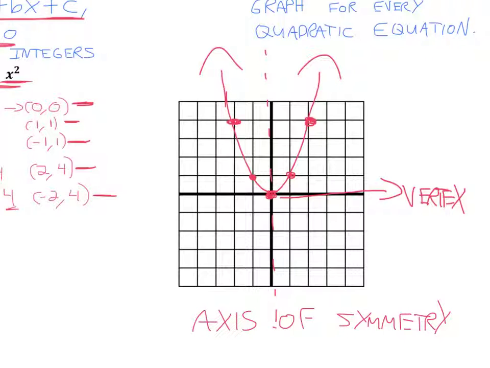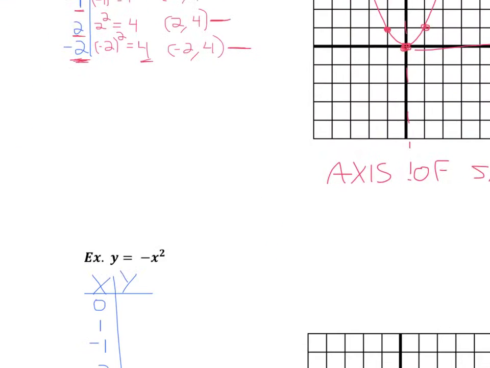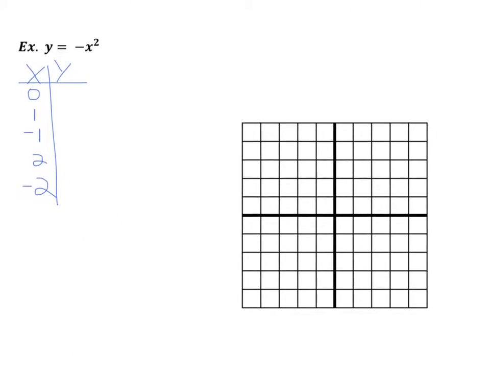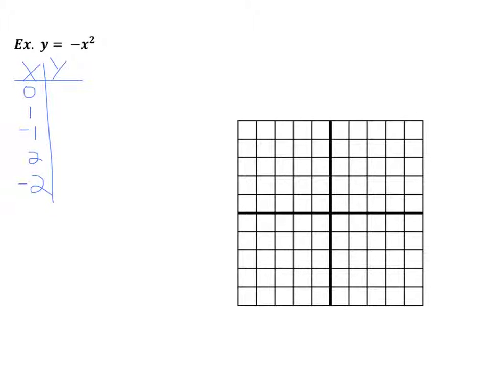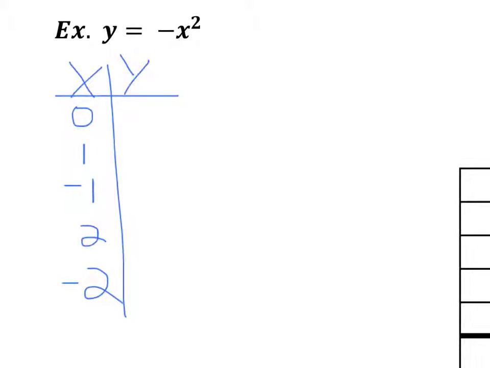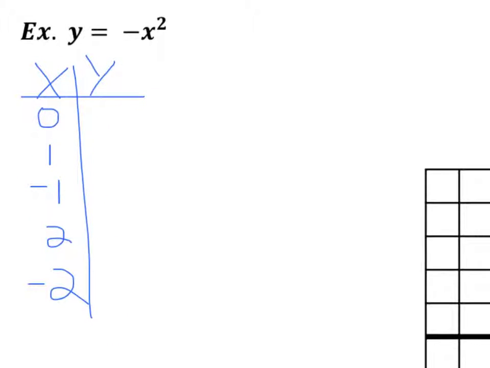All right, let's do the other one. Let's do the next one. Now, what I'm going to do here is put a negative in front of the x squared. Let's do the same thing. Let's blow this up a little bit. Let's just look at the xy chart. All right, there we go. So I'm going to plug in the same values. Even if I plug in 0, negative 0 squared is still just 0. So this ordered pair is 0, 0.